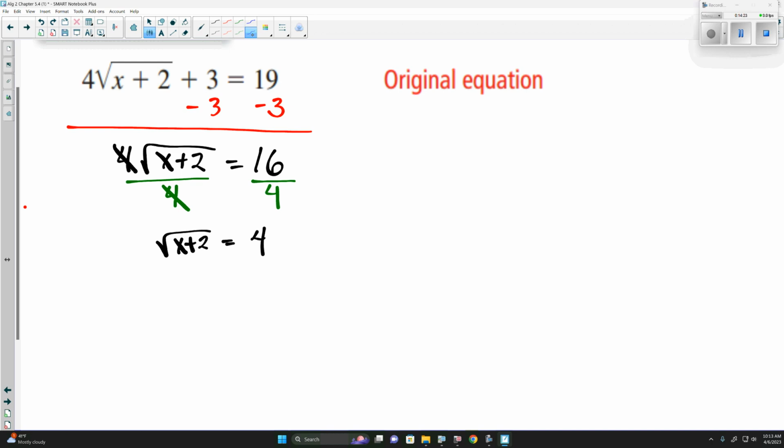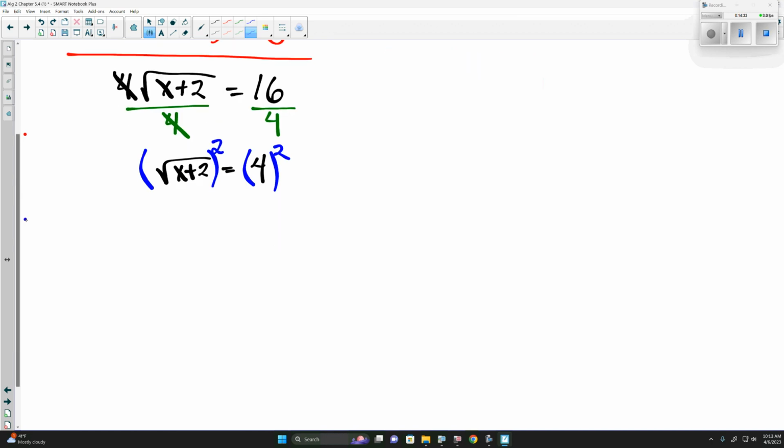Put both sides to the nth power. So we put both sides to the second power. We'd square both sides, because the square root of x plus 2 squared, well, the square root and square would cancel, leaving us with x plus 2 is equal to 16, yes? And then we'd circle this and say this is our answer, yes?